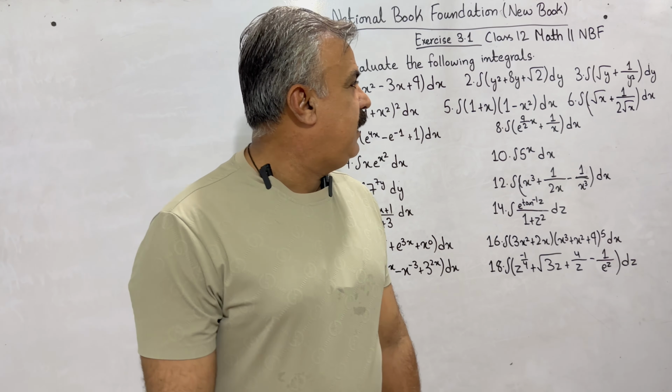x square minus 3x plus 9 times dx. This is known as simple integration. Simple integration means if we are in a position to multiply the integral symbol and dx throughout, or after some calculation, it is simple integration. So it can be written as x square dx minus 3 times x dx plus 9 times dx.